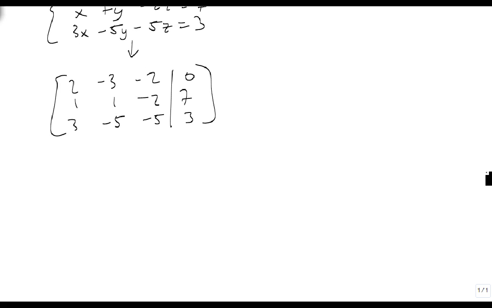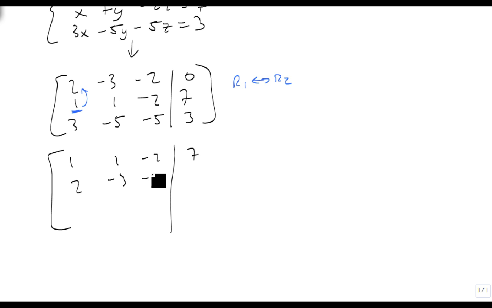From here, we're going to swap rows 1 and 2 so that this 1 goes there. Since we already have a 1, let's take advantage of it. So 1, 1, minus 2, 7. 2, minus 3, minus 2, 0. And 3, minus 5, minus 5, 3. So now we need to zero out what's underneath that leading 1.